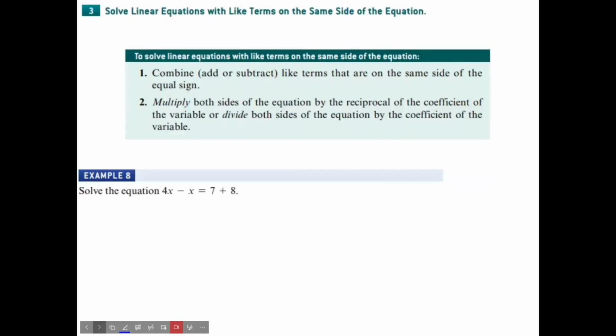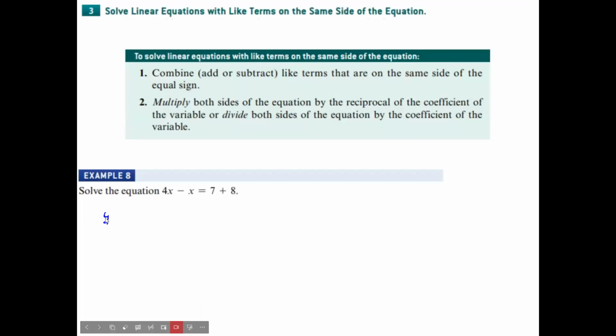Okay, so solve linear equations with like terms on the same side of the equation. Now we complicate more and more, right? So we have to combine like terms first, and then we solve the equation. Okay, so what do we have? 4x minus x is 3x, right? Equals what? 50.